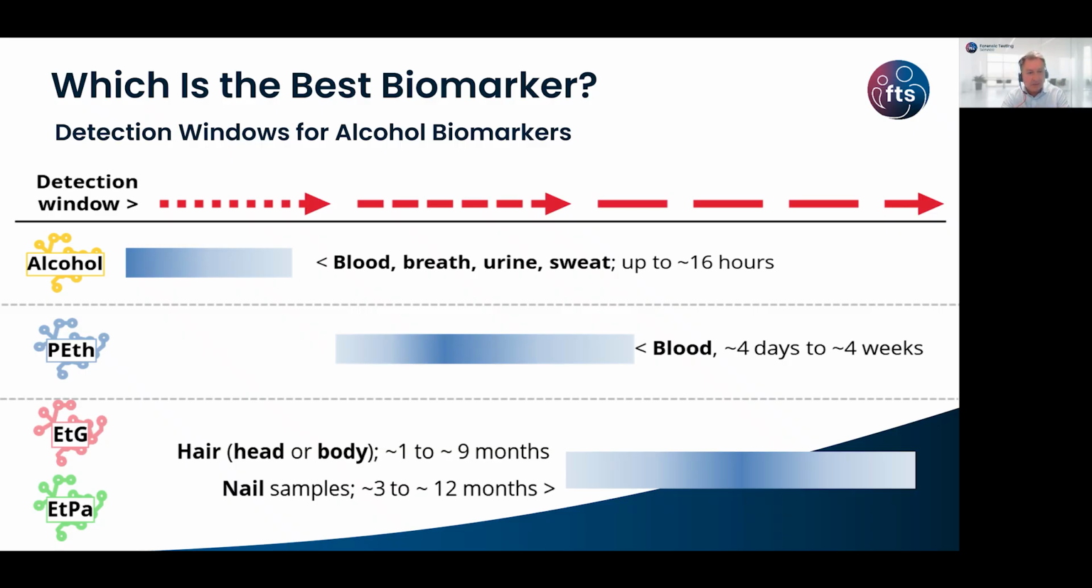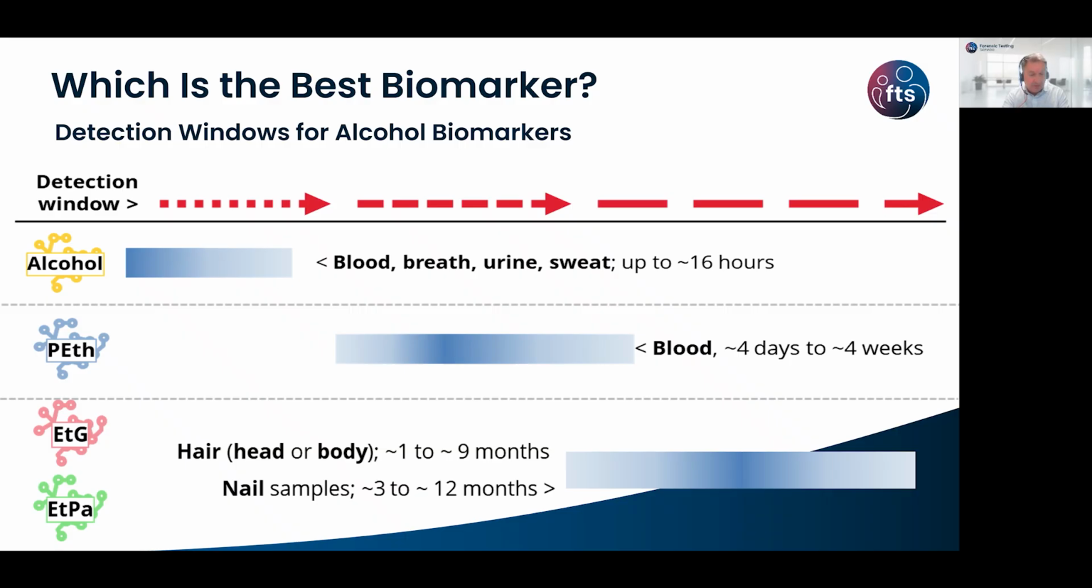You need to understand what we term as these windows of detection. How long does alcohol or the alcohol biomarkers remain in that sample? As you can see from this graphic, it's a very, very short window of detection for things like whole blood, breath, as in a breathalyzer, urine, and sweat. These are in many ways the way that the body gets rid of the toxin that you're ingesting. It sees it as a poison, wants to get rid of it quickly. So these have a short window of detection, generally up to about 16 hours. Obviously, PEth is different.